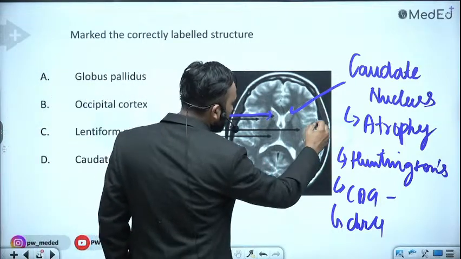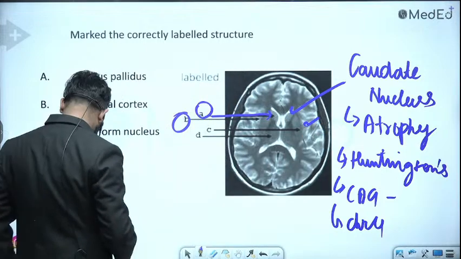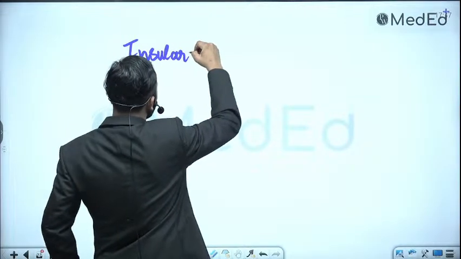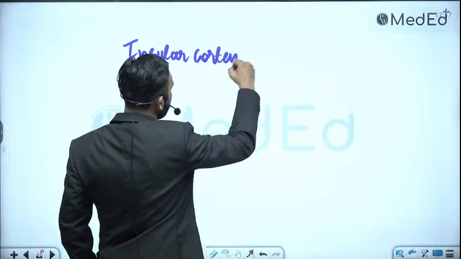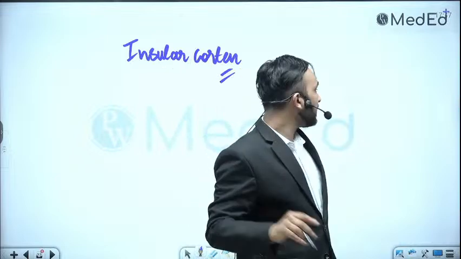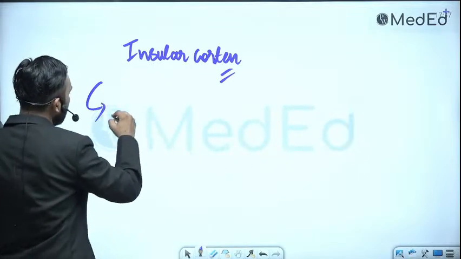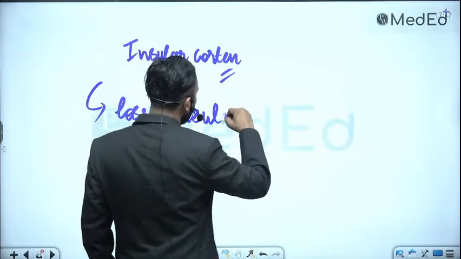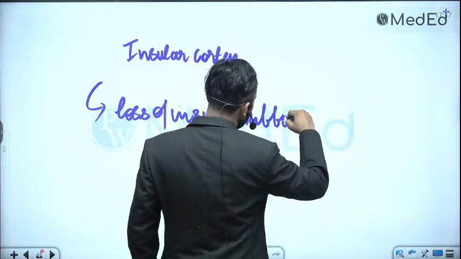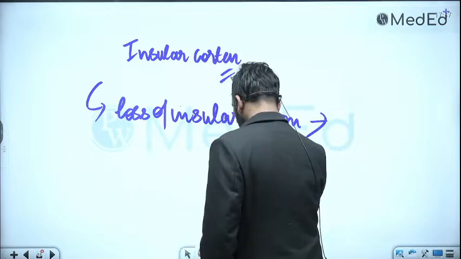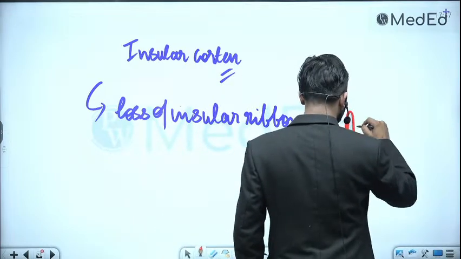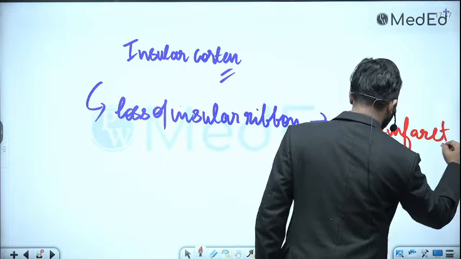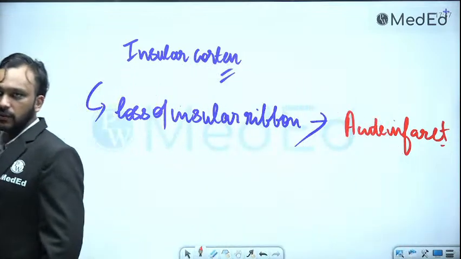Talking about the structure B, okay? This is the insular cortex. When I'm talking about insular cortex, you should have two important imaging points. One is loss of insular ribbon sign. Just tell me, loss of insular ribbon sign is seen in acute infarct, right? You are going to see loss of insular cortex.